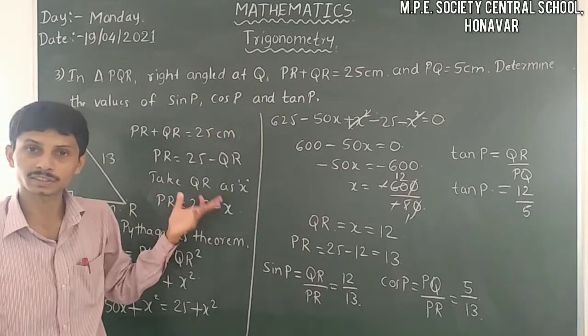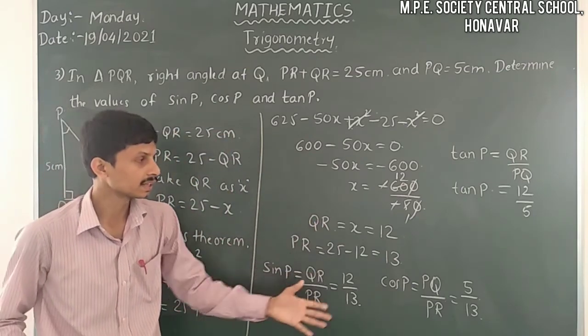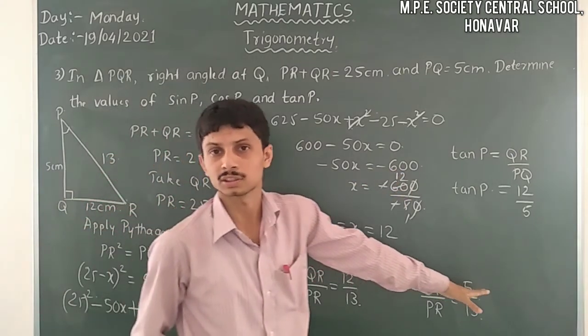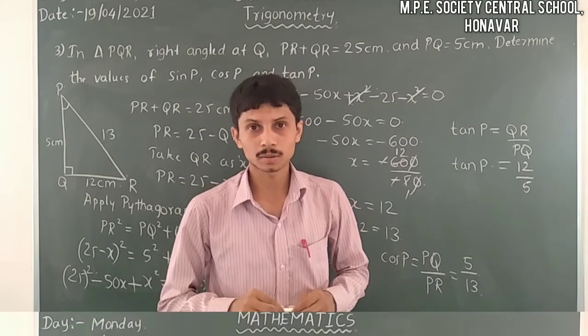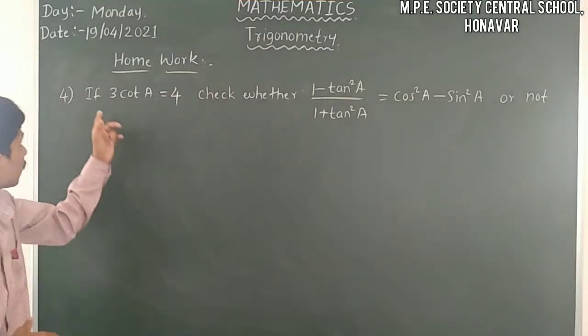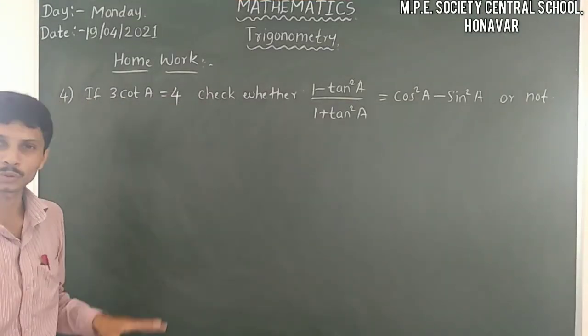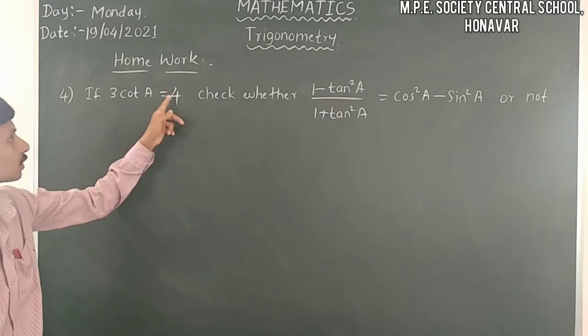So like this, firstly you have to find the other sides and then move on to the ratios. I hope you understood these things. So let's take some homework here. Here it is 3 cot A is equal to 4. 3 cot A is equal to 4 means cot A is equal to 4 by 3.